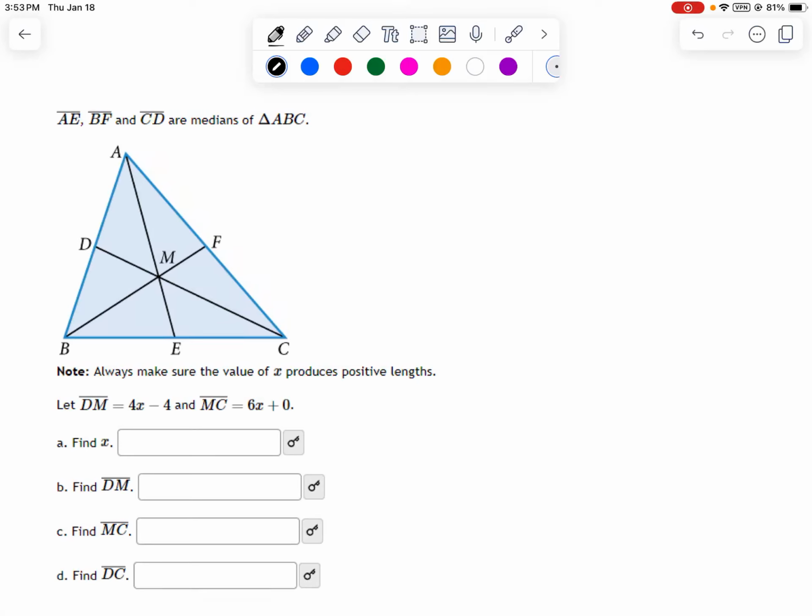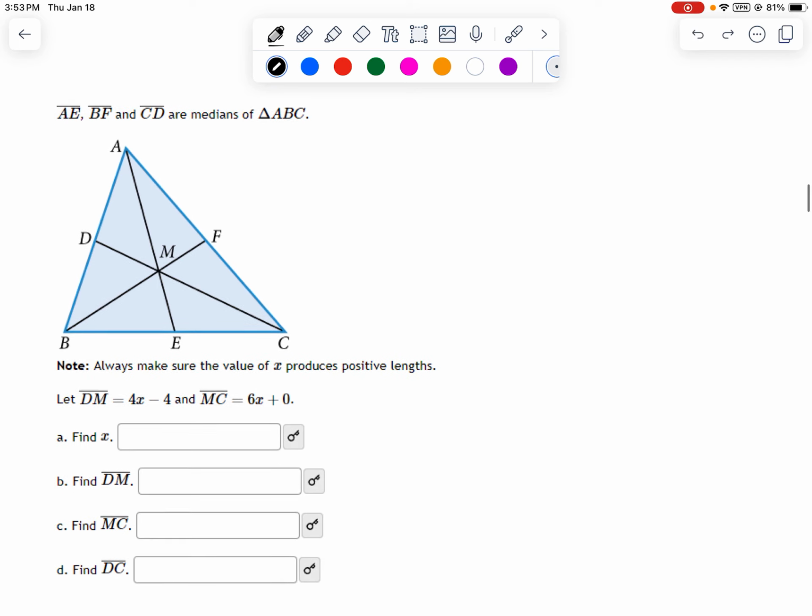And welcome. So, we are given that we have three medians in this triangle. We have AE, BF, and CD, which is those three segments right there. Okay, so we're told we have three medians. Now, this is important because medians mean essentially that you're going from the vertex of a triangle, so like A, B, and C are the vertices of that triangle, and you're going to a midpoint. Okay, so that's what a median is.